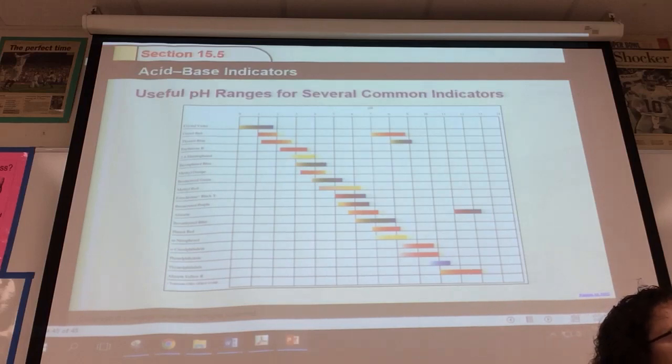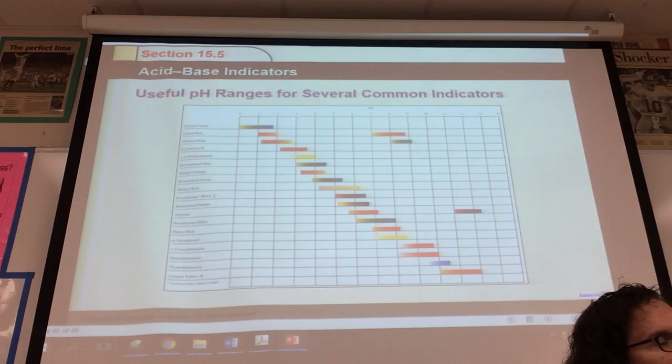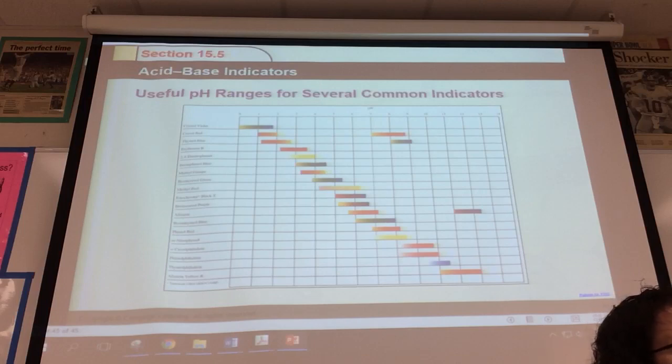Go ahead. Would we ever have to predict a color change based on an indicator? You could. More likely, it may give you a bunch of indicators with their pH ranges, and once you determine the pH at the equivalence point, you'll select the indicator, and that's more of what you might see. And that is exactly what you'll see in the pre-lab that you need to do before you do the lab, because otherwise you won't know which indicator to select for your titration. And we'll work on that tomorrow.